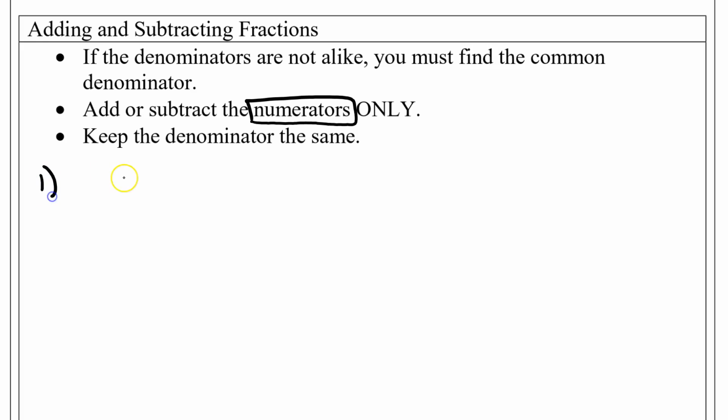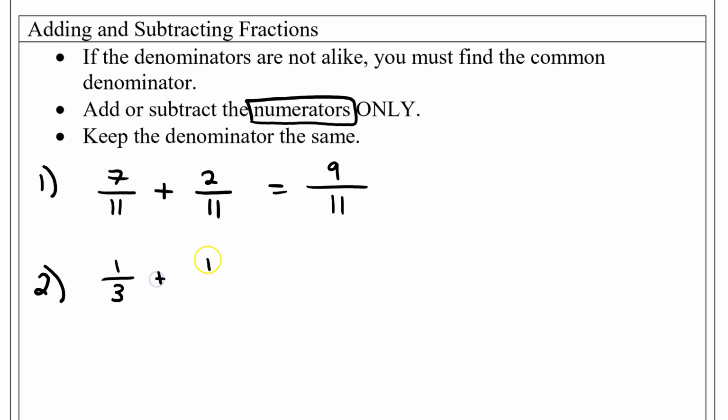So example 1. 7/11, I want a Slurpee now, plus 2/11. With this one, if the denominators are not alike, you must find a common denominator. However, these guys are alike. Woohoo! So add or subtract the numerators only. So 7 plus 2 is 9, and the denominators stay the same. 11. Woot!